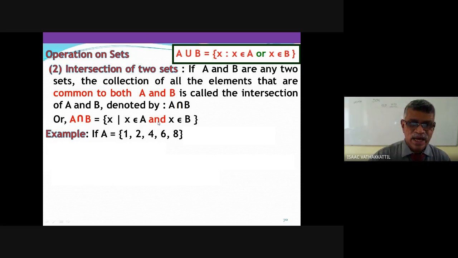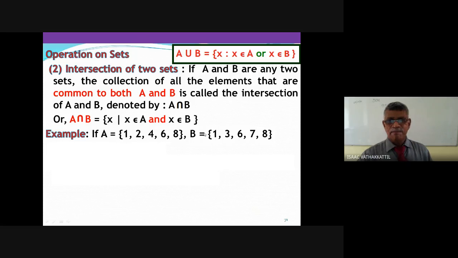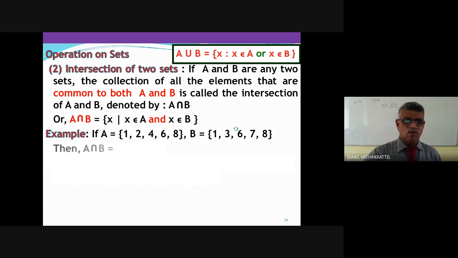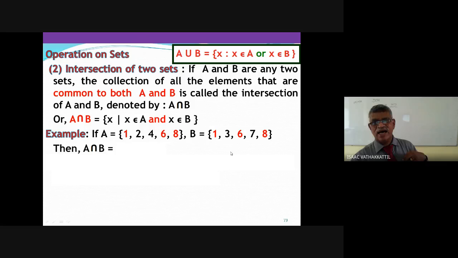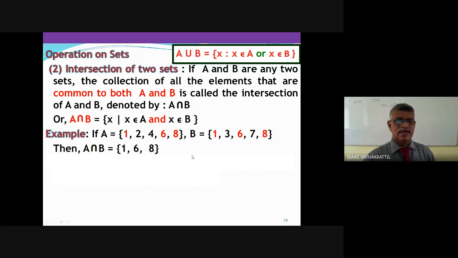For example, A is 1, 2, 4, 6, 8. B is 1, 3, 6, 7, 8. What is A intersection B? Which are the elements common? 1, 6, and 8. That is A intersection B. But if you write A union B, it will be 1, 2, 3, 4, 6, 7, 8. That is A union B. So A intersection B is the set consisting of those elements which are common to A and B. Is it clear what is intersection?